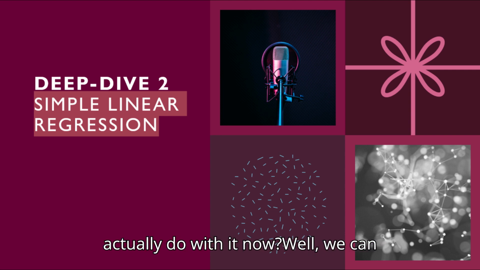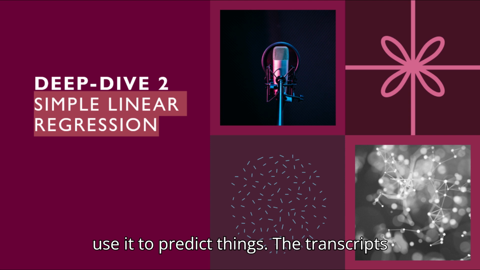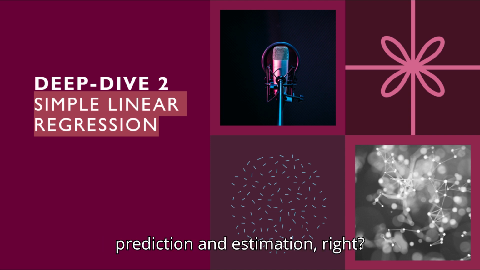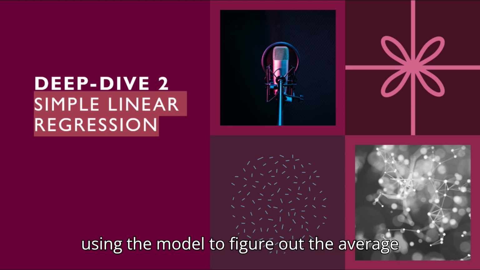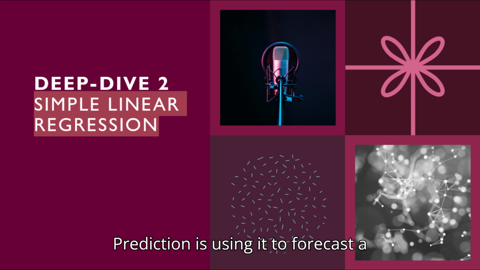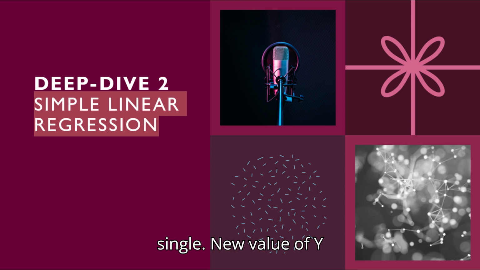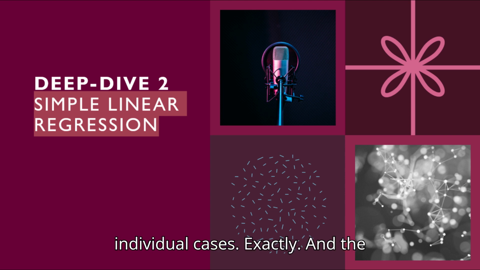Okay, so we've built the model, checked the assumptions, figured out R squared and all that. What can we actually do with it now? Well, we can use it to predict things. The transcripts talked about the difference between prediction and estimation. Estimation is using the model to figure out the average value of y for a given x. Prediction is using it to forecast a single new value of y for a specific x. Okay, so estimation is for averages and prediction is for individual cases.